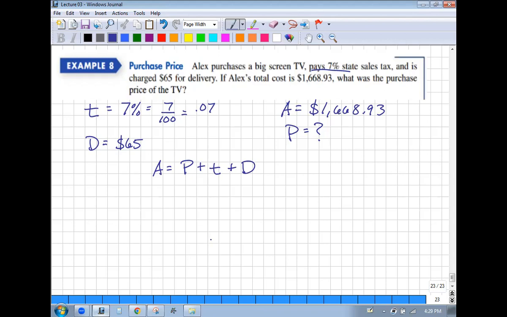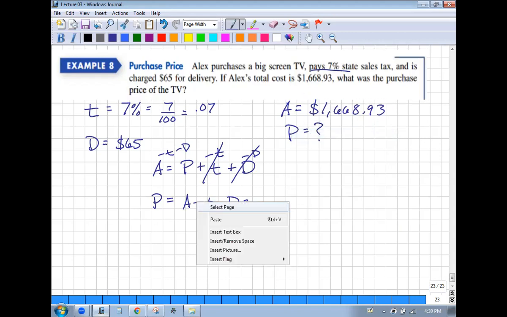And what do we want to solve for? We want to find P, right? Some of y'all would just plug the numbers in first, right? You wouldn't even use the letter A. You'd just be plugging numbers in. That's how y'all would probably do it. The way I do things is I just use letters for everything. Then I'll solve for P here. If I want P by itself, I need to subtract the taxes from both sides and subtract the delivery fee from both sides. So P here is A minus T minus D. And then I plug the numbers in on the last step, right?